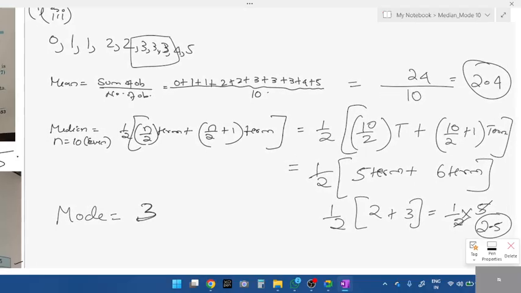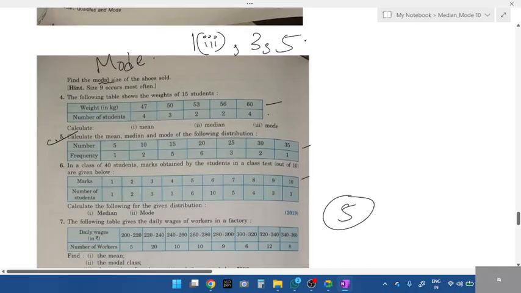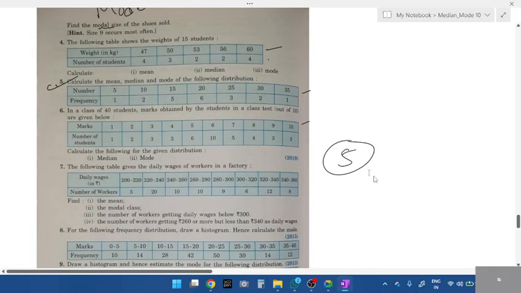Shall we try the next one? They might not ask this, students. They'll ask the fifth kind of question for 3 marks. There is very little chance, but definitely they'll ask such a question. First, arrange in ascending order. Is it already arranged?